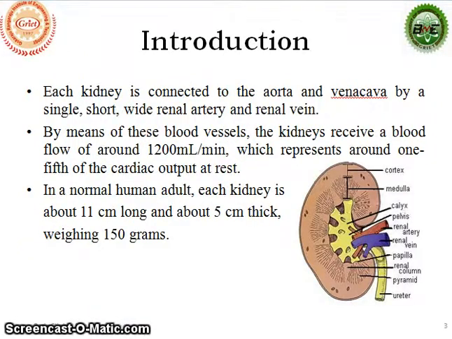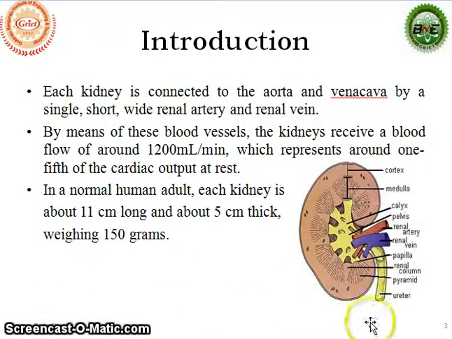Proceeding further, each kidney is connected to the aorta and vena cava by a single short wide renal artery and renal vein. By means of these blood vessels, kidneys receive a blood flow of around 1200 milliliters per minute, which represents around one-fifth of the cardiac output at rest. In a normal human adult, each kidney is about 11 centimeters long and about 5 centimeters thick, weighing 150 grams.